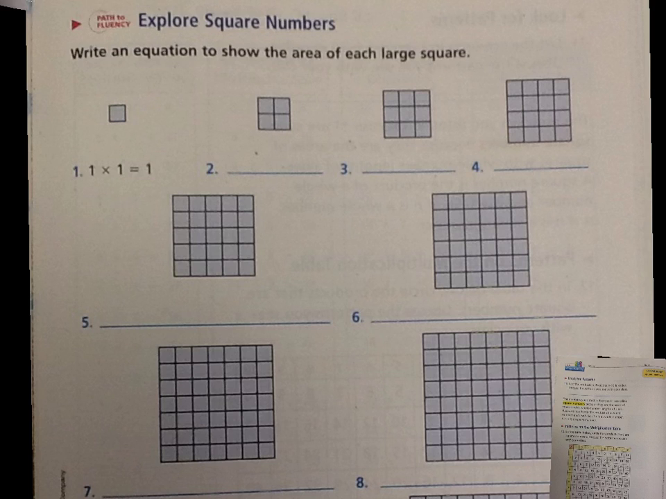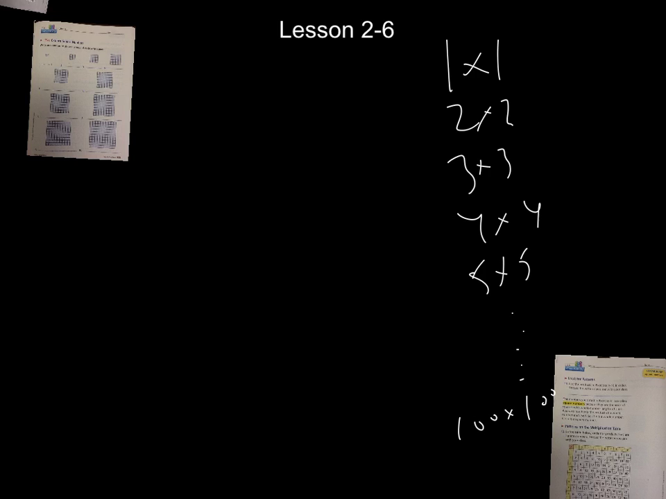Okay, square numbers are when the product is found by multiplying the two factors, and the two factors are the same factor. So 1 times 1, 2 times 2, 3 times 3, 4 times 4, 5 times 5. And it could go up to 100 times 100. It goes up to whatever numbers you want, as long as the two numbers you multiply are the same. So if your answer or your product is found from multiplying two factors that are exactly the same, your product is a square number.